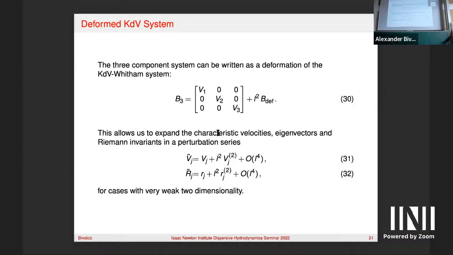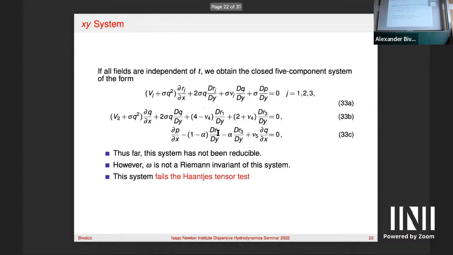But here we are, 2 systems down, right? 1 to go. The XY system, so these are stationary solutions. Now, ideally, we want to follow the same process, right? So we're going to try to reduce this down. Unfortunately, thus far, I haven't found a way to reduce the number of parameters in the system. And then we're looking for omega to be a Riemann invariant, but omega isn't a Riemann invariant of this 5-component reduction, right? And it fails the Haantjes tensor test. So it looks like you're at a brick wall now.